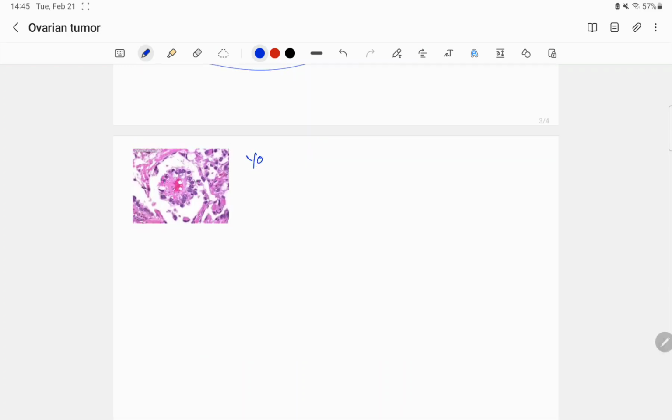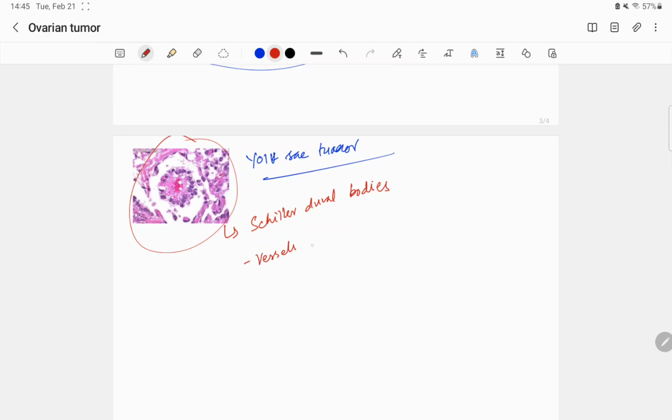And finally coming to the yolk sac tumor, the classical feature of yolk sac tumor is Schiller-Duval bodies. So this is a classical picture of Schiller-Duval bodies. So in these, the vessels with tumor cells are around a cystic space. So this is the histological finding in yolk sac tumor, right?